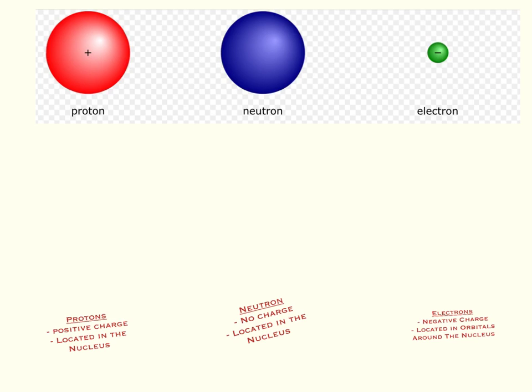One other thing I want to point out: if we take a look here, you can see that the proton and the neutron are generally the same size in the nucleus. The electrons here are much smaller. These aren't their actual sizes, but generally speaking, the protons and neutrons are much larger than the electron.